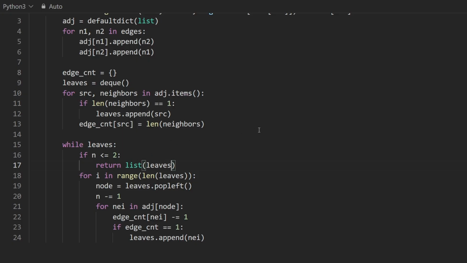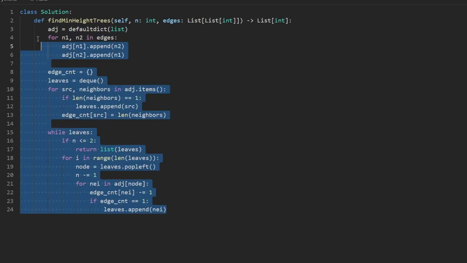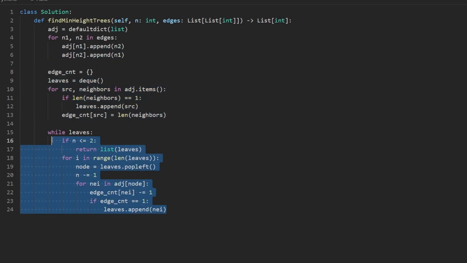And this is the entire code. It's not super crazy, nothing super complicated that we're doing here, just building an adjacency list, counting the in-degree of every single node, the number of neighbors every single node has, and then running a relatively simple breadth first search. In my opinion, probably the hardest part of this is just knowing that there's going to be less than or equal to 2 nodes. There's going to be only 2 nodes that are the minimum height trees.